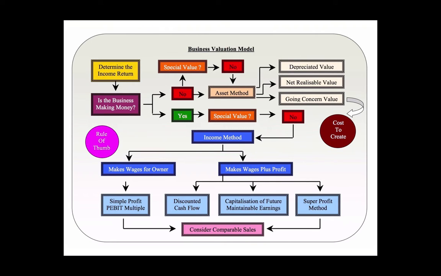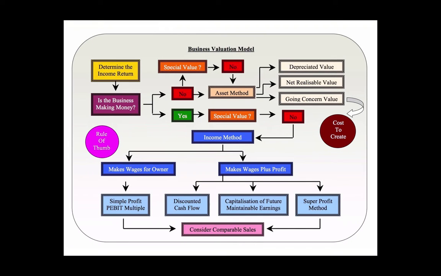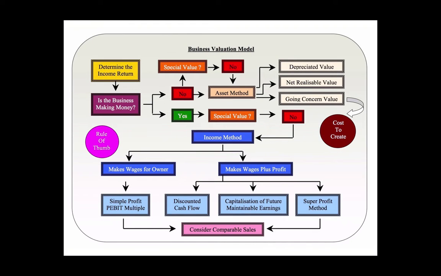Now, let's come back on, is the business making money? Yes. We still ask the question, does it have special value? Because it might have value over and above its value according to a profit method. If it has special value and you think that takes it right outside the value that could be arrived at by looking at profit, well then let's look at that special value. You may not work that out until you then go down and look at one of the income methods to see what value that throws up.